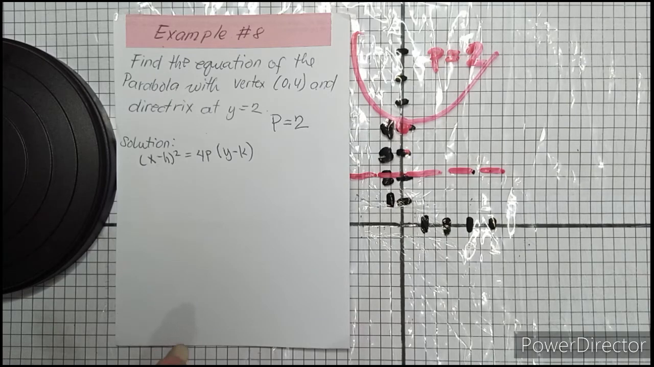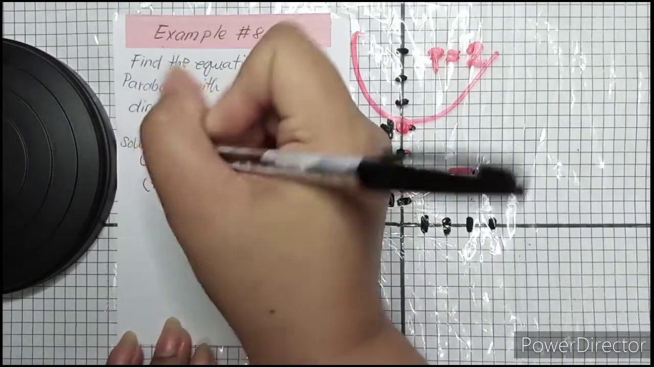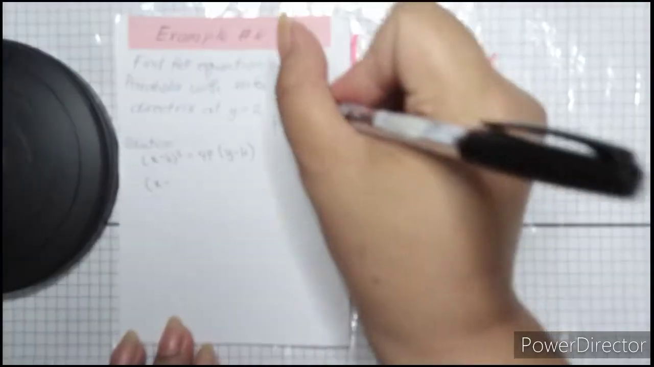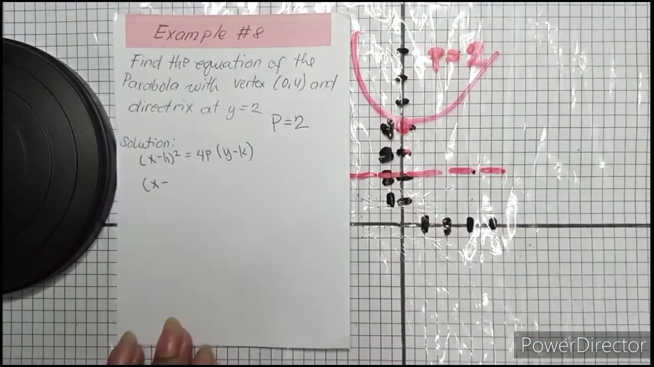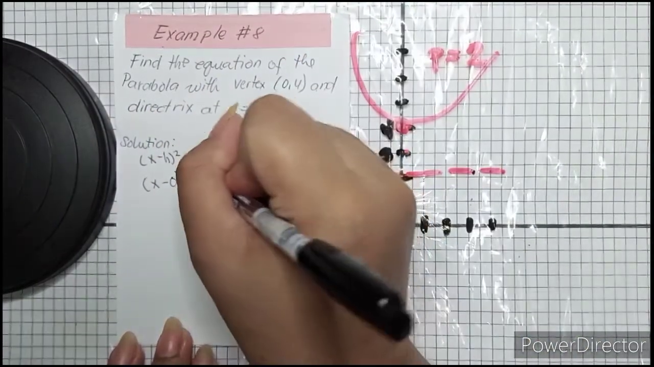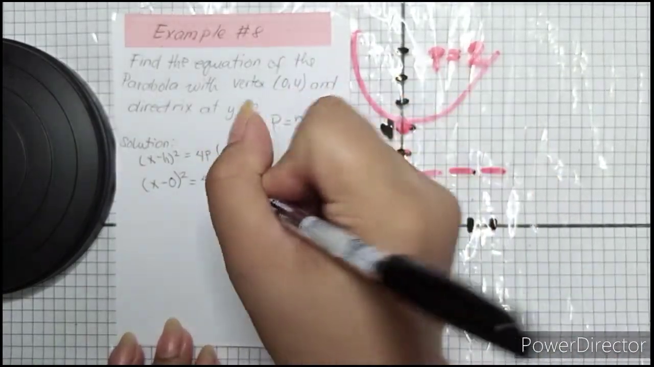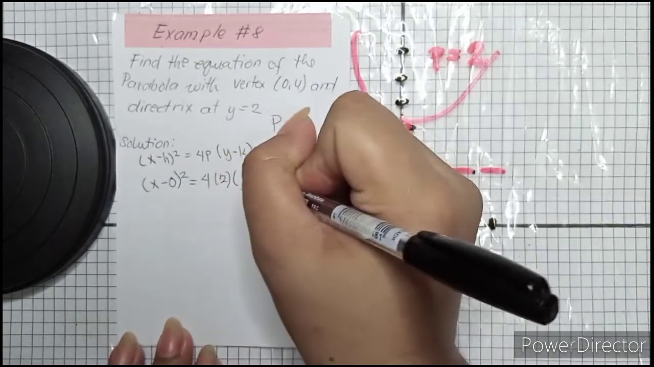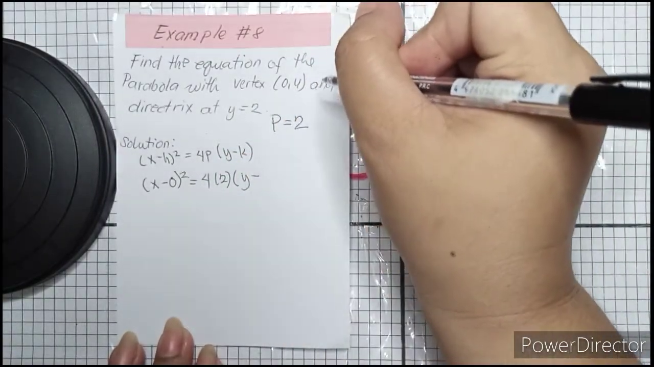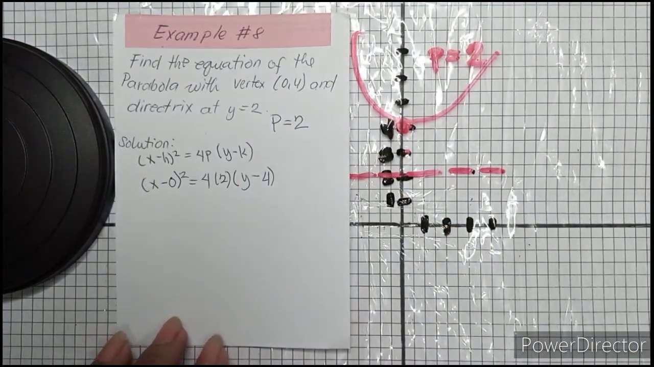Now, since we have already the points, isa-substitute lang po natin itong mga to dito sa ating formula. Okay? So, we have (x minus 0) squared is equal to 4, tapos yung p natin is positive 2, then (y minus 4), yung k natin is positive 4. Okay. Then simplify na natin siya.